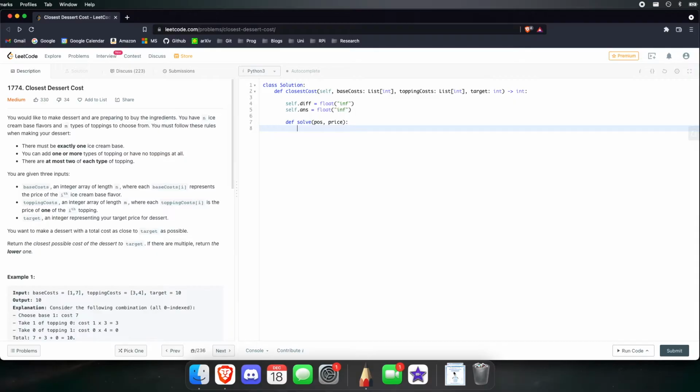And in the beginning, we want to calculate the current difference between the price we have accumulated and the target. So that's just going to be the absolute value of target minus price. And if this difference is less than self.diff, then what we want to do is update the difference as well as set answer equal to price.